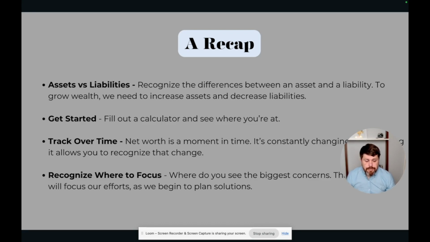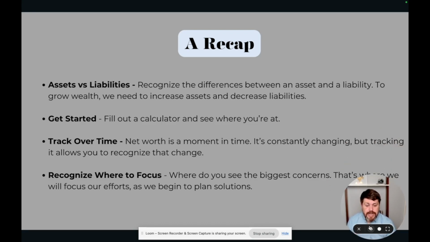So what's the recap of this? First, you got to understand what the difference between the assets and liabilities are. Recognize those differences. Recognize the difference in how to evaluate these things, because if you're not evaluating them correctly, you can't take a proper process to address them. Make sure to fill out that calculator and get started.